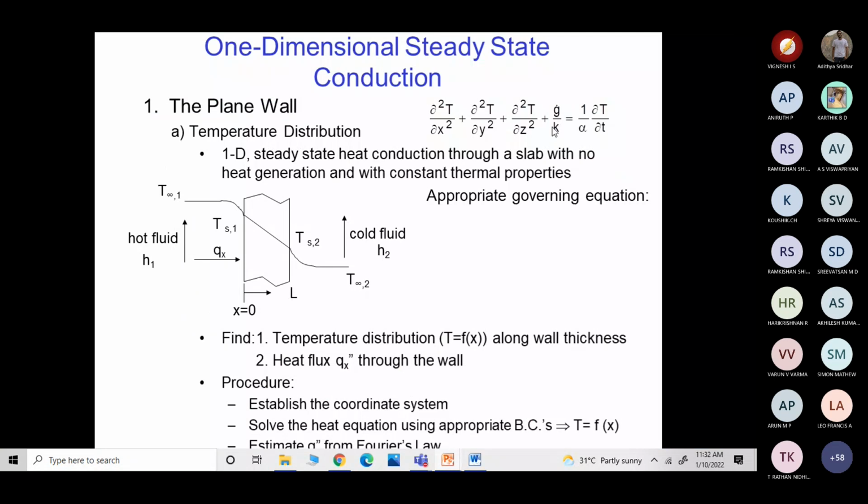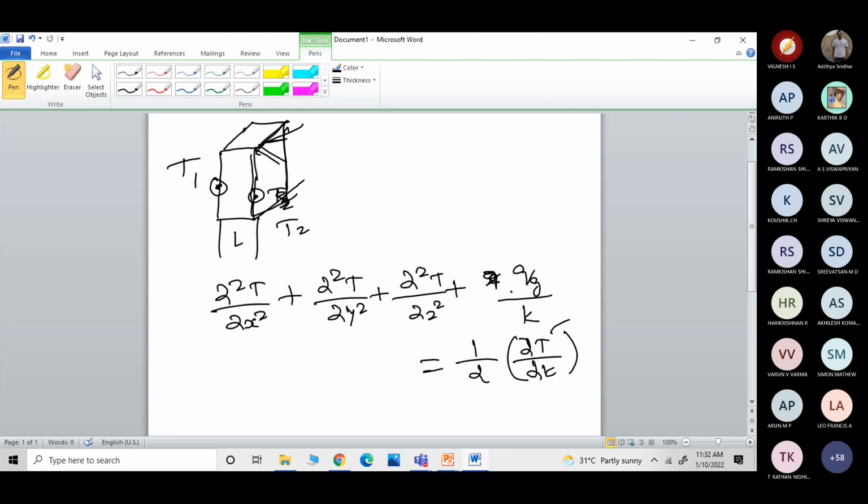Now, for one dimensional conduction we will be considering only the x-axis, and if there is no internal heat generation, then this term becomes 0, and if it is steady state, this term becomes 0. When it is steady state, this is 0. No internal heat generation, this becomes 0. And with only one dimension, the x-axis, these two terms become 0. Students, are all of you able to understand why all these terms become 0? For steady state, this becomes 0. Okay, students? Hello? Am I audible?